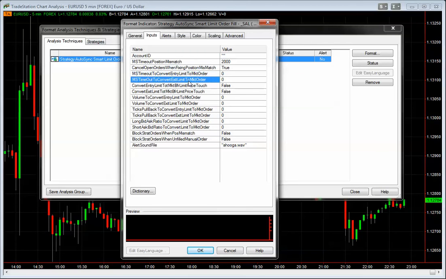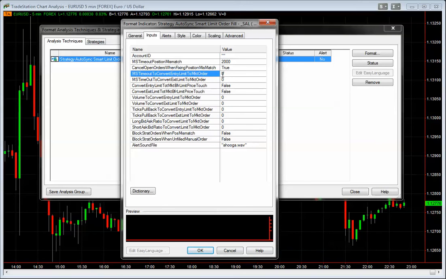Next two inputs are the milliseconds timeout to convert entry and exit limit orders to market orders. What this means is as soon as the limit order is touched, a timer starts. And you can specify what the elapsed time is after that limit order is touched before that order is forced to become a market order.